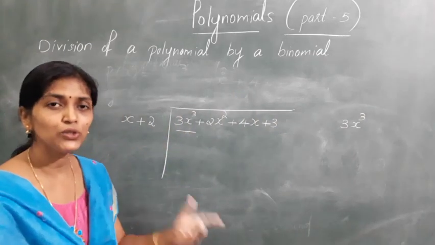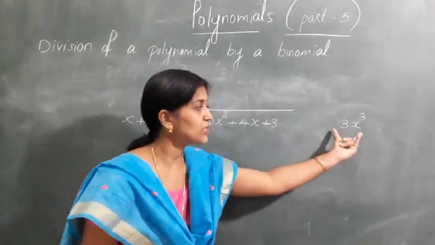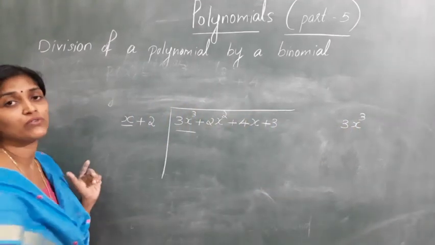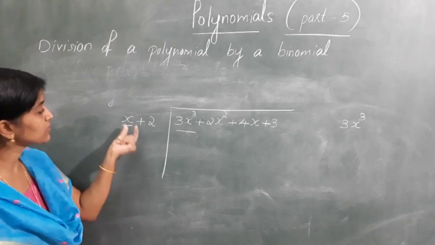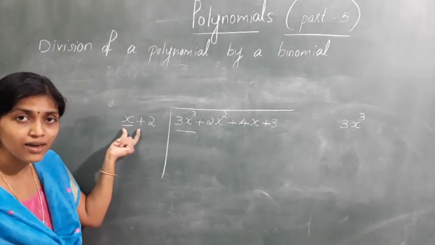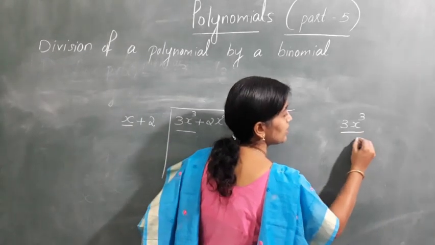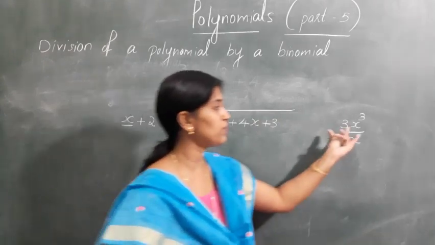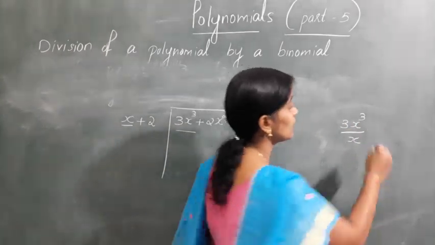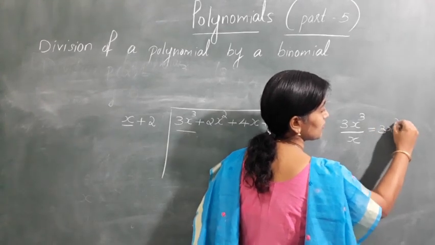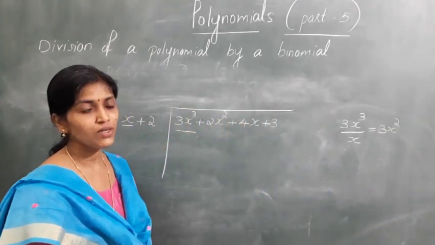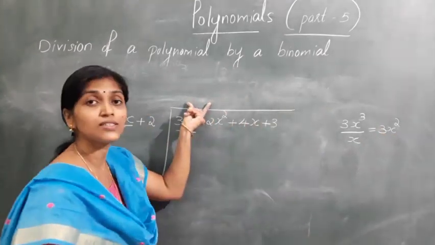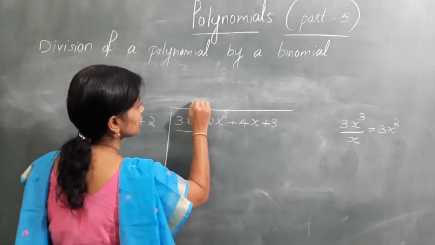So the next step is that we take the first term of the dividend, that is 3x cubed, and we divide this first term of the dividend by the first term of the divisor. Okay, what is the first term of the divisor? It is x. So 3x cubed divided by x. We have studied this division, isn't it? 3x cubed divided by x, we know it is equal to 3x square. Is it clear? So we got here 3x square. Now this is the first term of the quotient, that is 3x square.